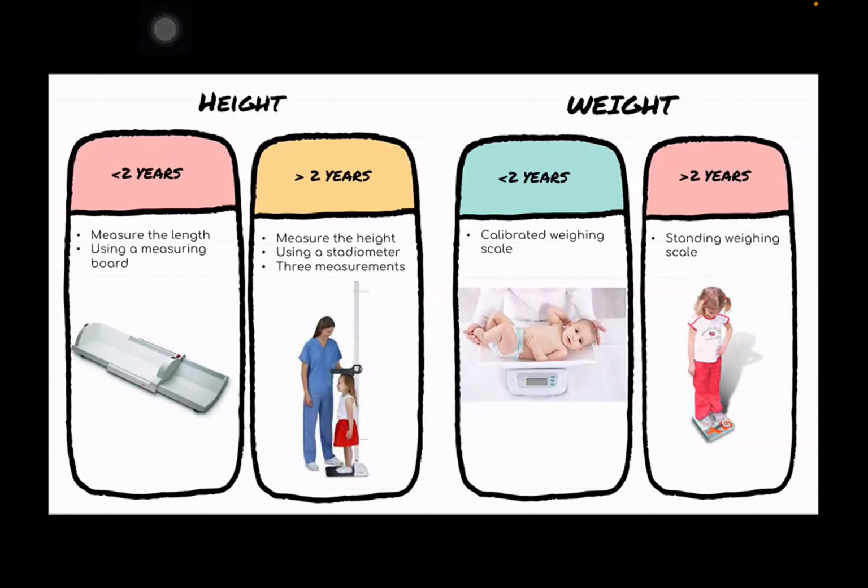For the weight, for children less than 2 years, we use a calibrated weighing scale. For example, we put the baby on top of the weighing scale, and we take 3 measurements as well, and we get an average. For children more than 2 years, we put them on the standing weighing scale and take 3 measurements as well. And the weight will be calibrated to the nearest 0.1 kilogram.